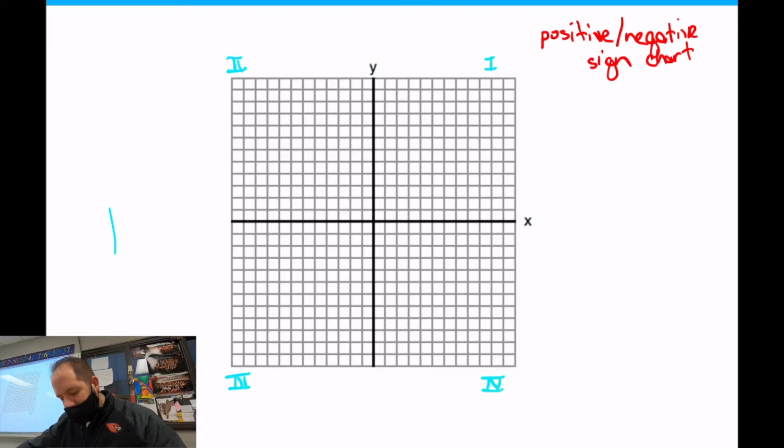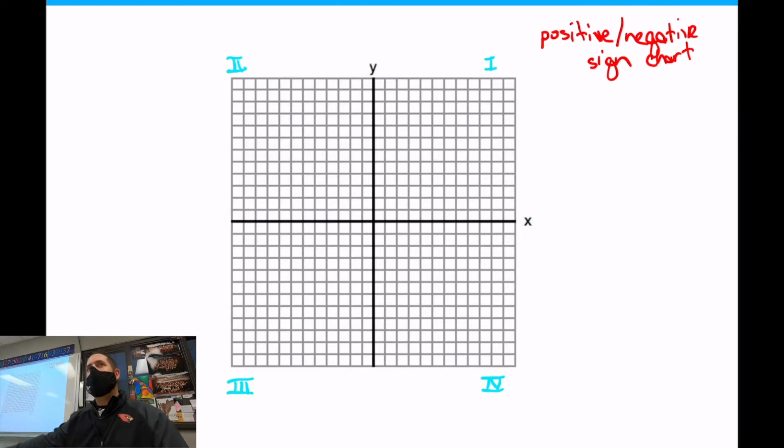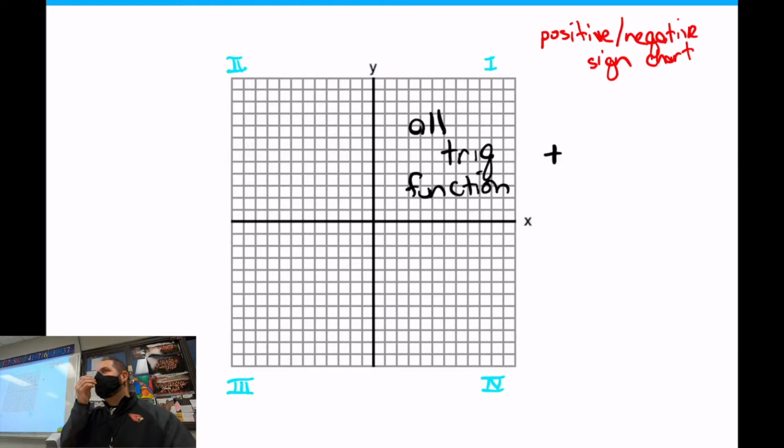3 got a little messy there. My palm is really messing with that today. All right, so quadrant 1, 2, 3, and 4. Now, all right, so here's the idea. When you're in quadrant 1, and I'm going to try to highlight this as best as possible, when you're in quadrant 1, all trig functions are positive. All trig functions are positive here. So no matter what angle you pick, they're all positive in the first quadrant.